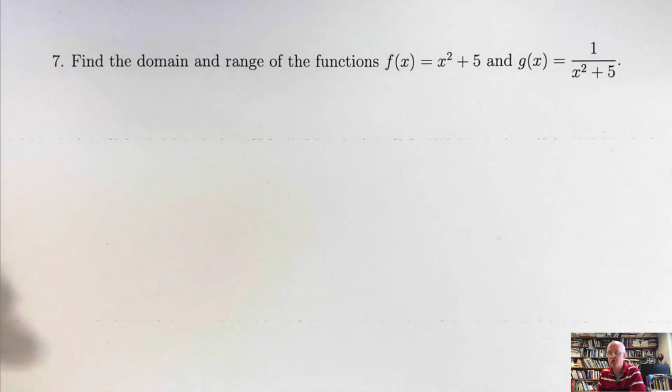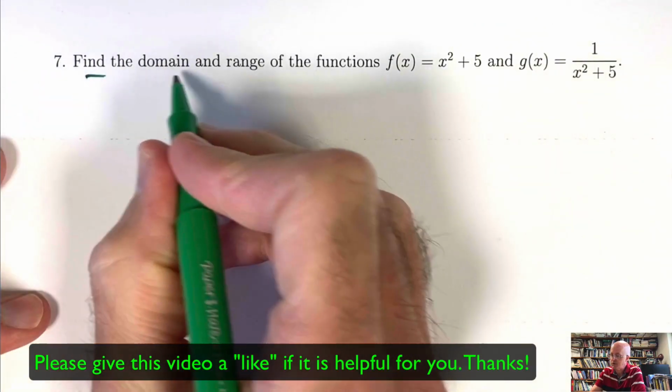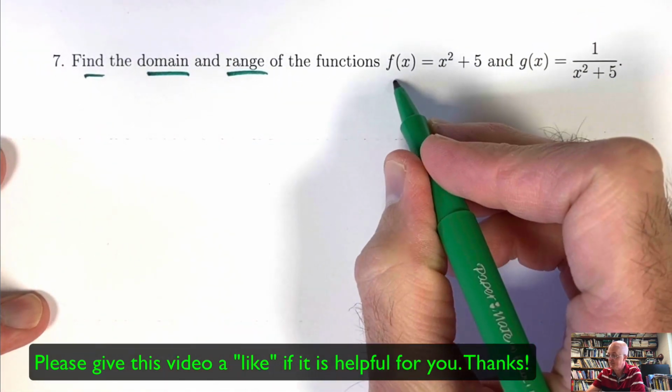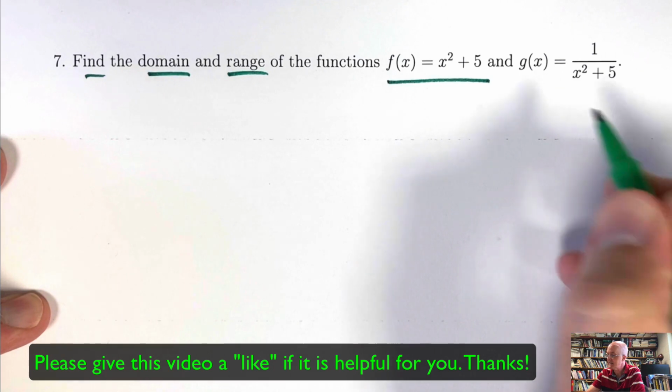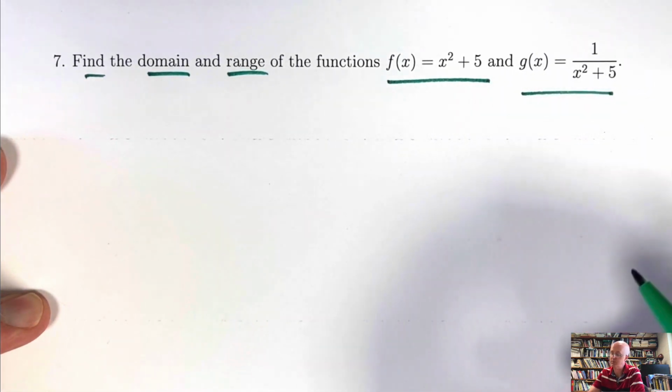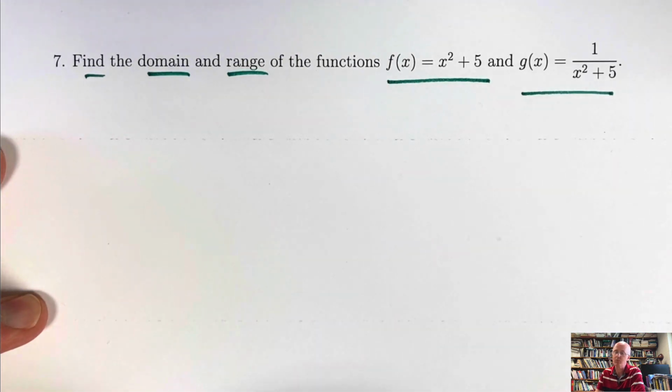Problem 7 is about domain and range. Find the domain and range of two functions that are related to each other. f of x equals x squared plus 5, and g of x is 1 over f of x, 1 over x squared plus 5. All right, what's a domain?